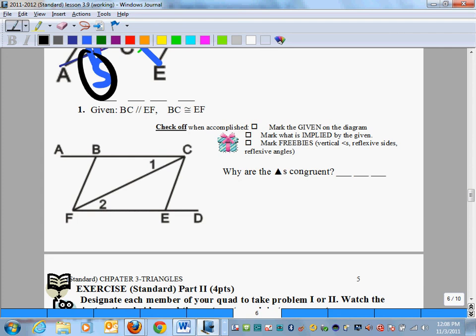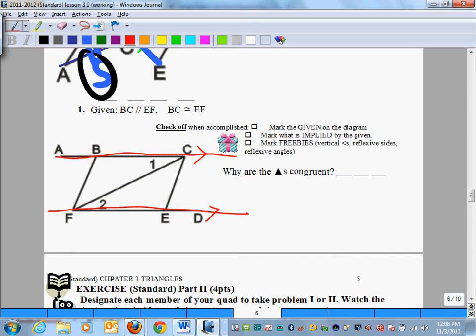Okay, so we're going to start by walking through the given. It says BC is parallel to EF. So we trace BC, we stretch it out. Parallel to EF. So that's the first thing. You always stretch out parallel lines. Always.